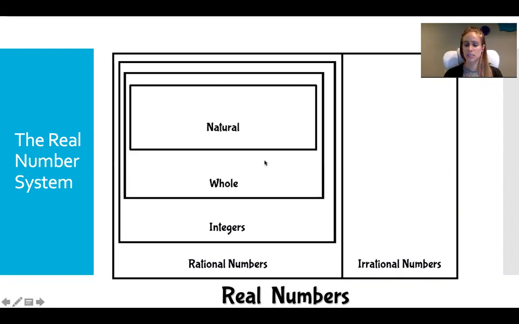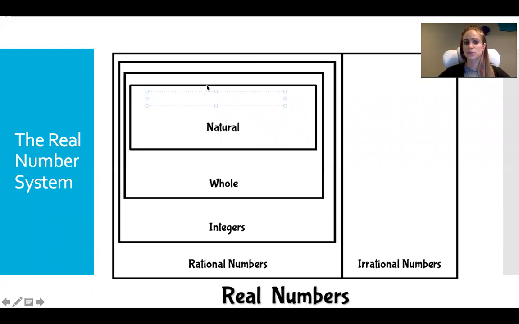The real number system is broken up into two pieces. On the left here, we have our rational numbers, and on the right, we have our irrational numbers. Rational numbers, as you can see by the graphic organizer, are broken up into different smaller subgroups. The very first rational number that we're going to discuss are natural numbers.